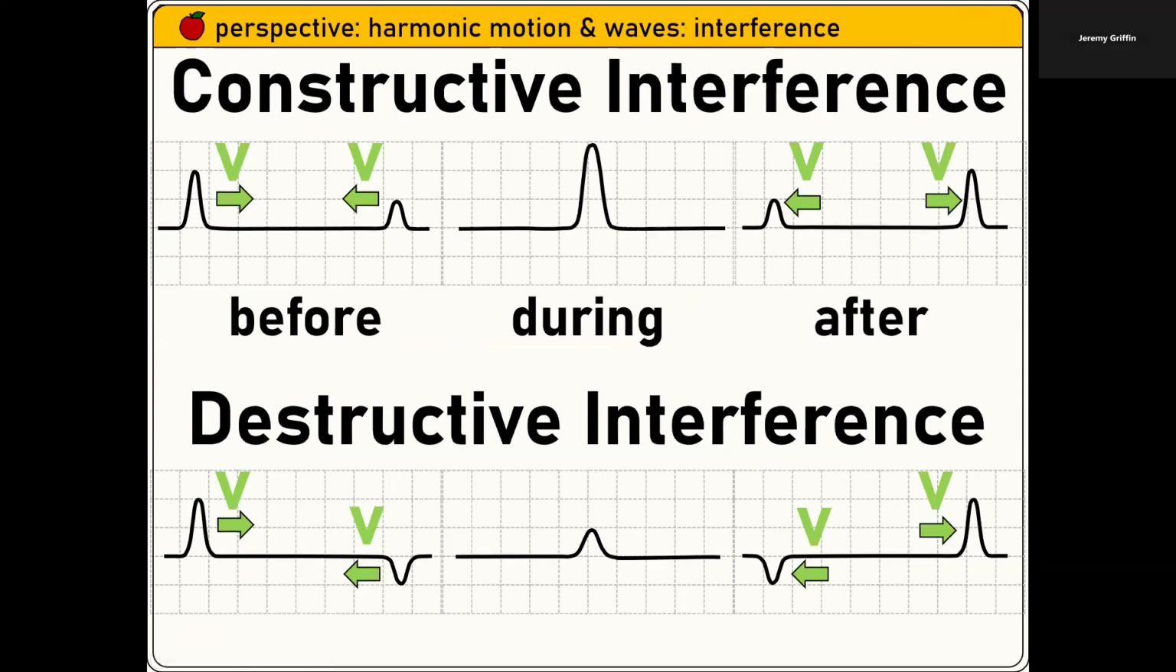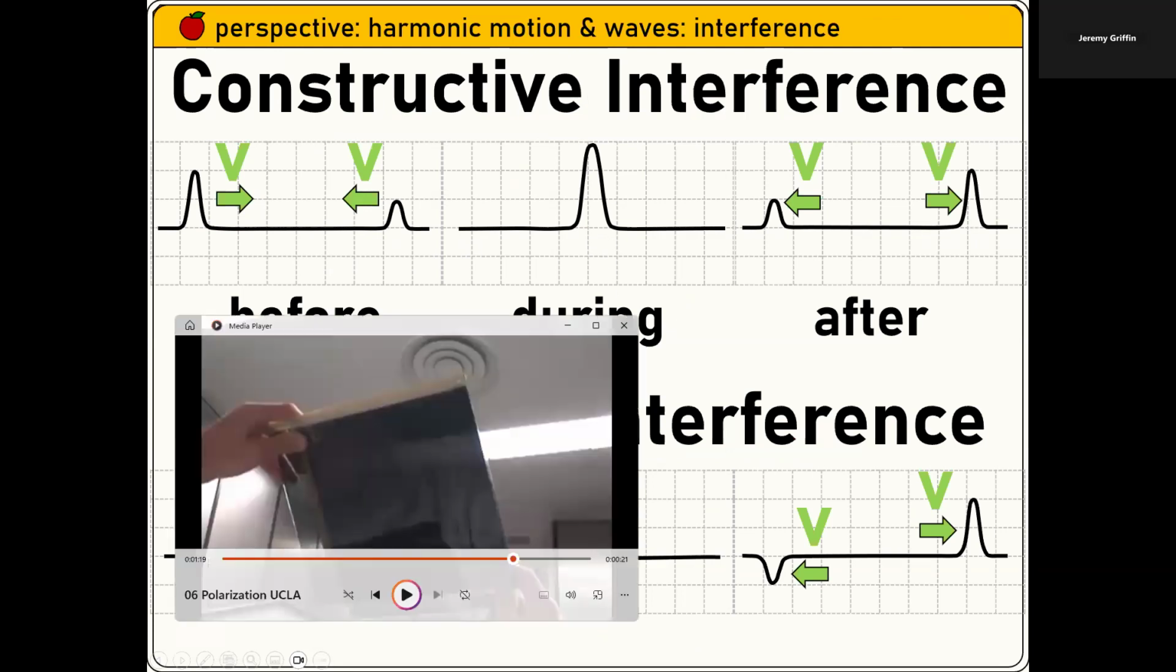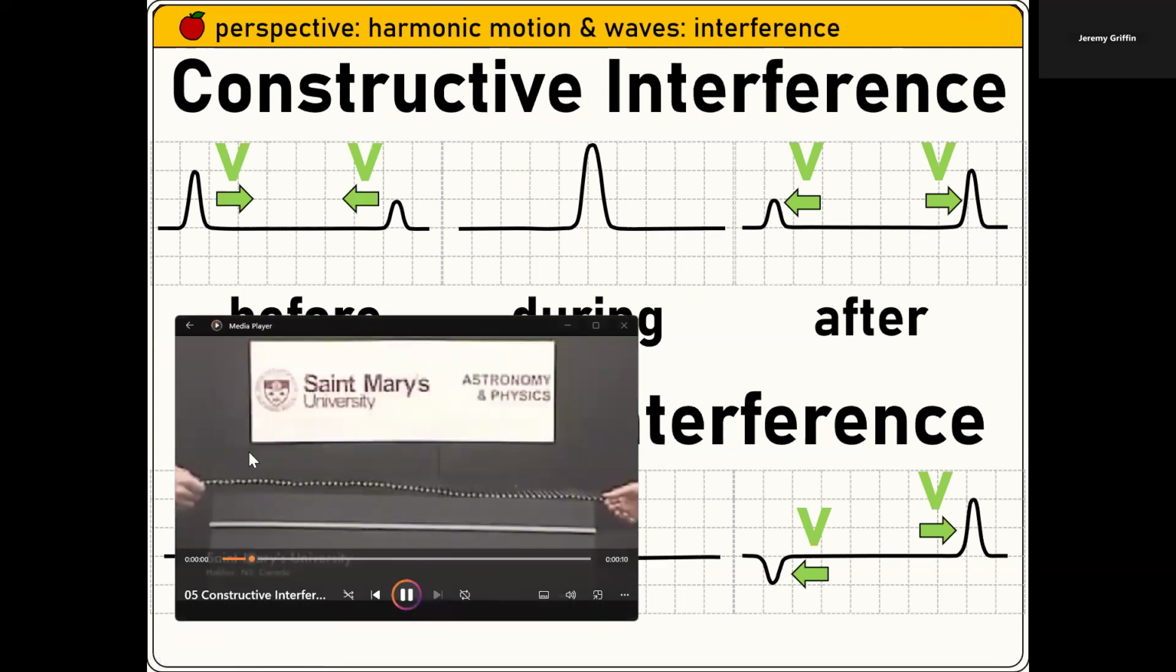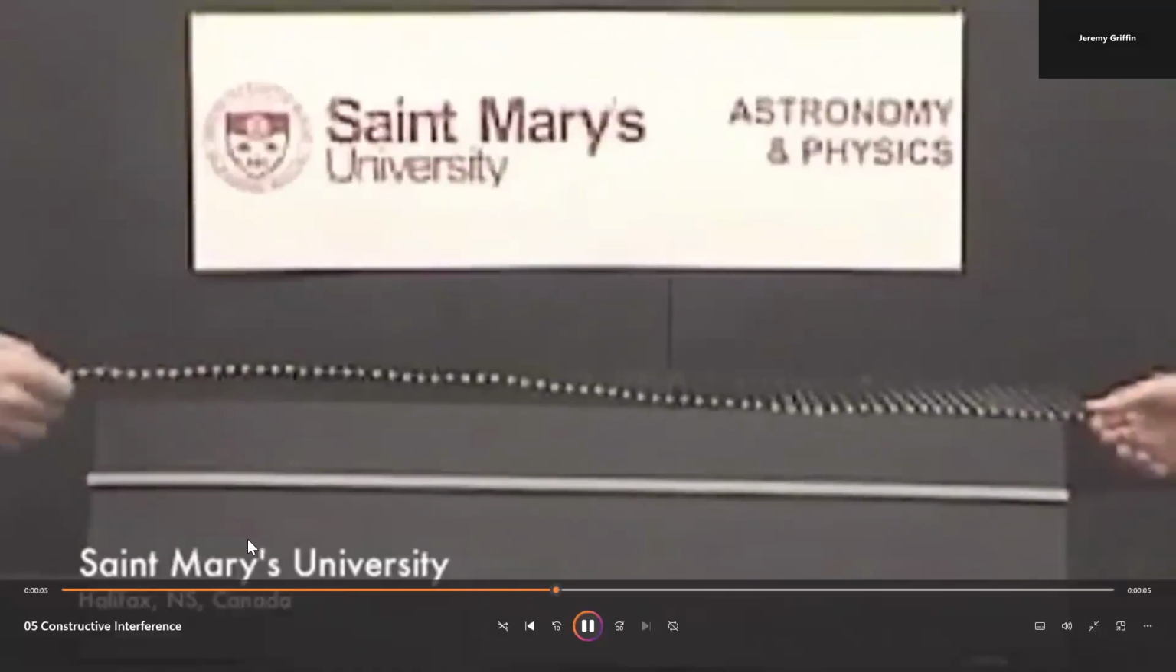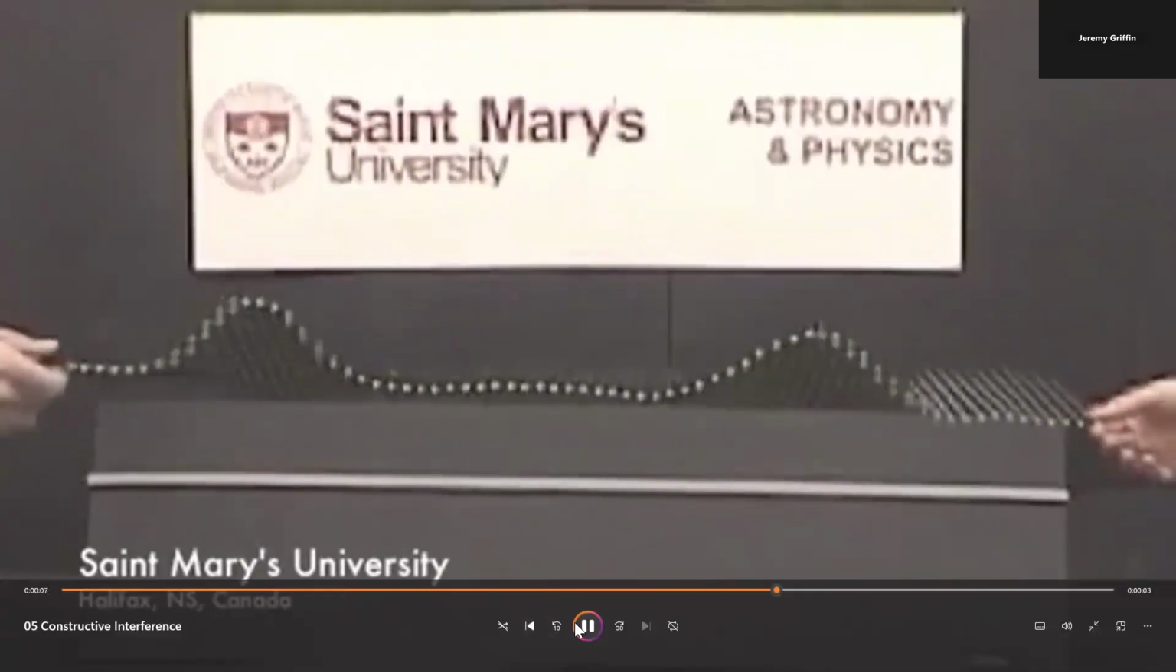Transverse. All right, constructive and destructive interference. Say you've got a couple of wave pulses headed toward each other. What happens when they overlap? Does it matter if they're right side up or upside down? Let's look at a couple of examples. Start with constructive. There we go. Do you see those two pulses right there?